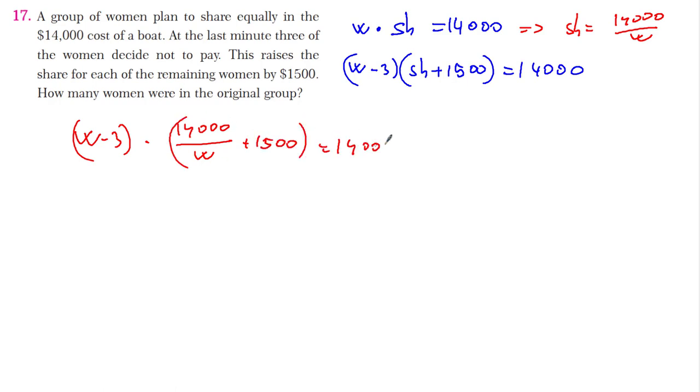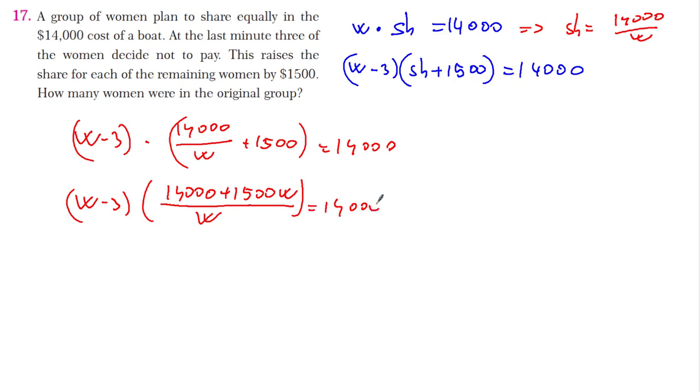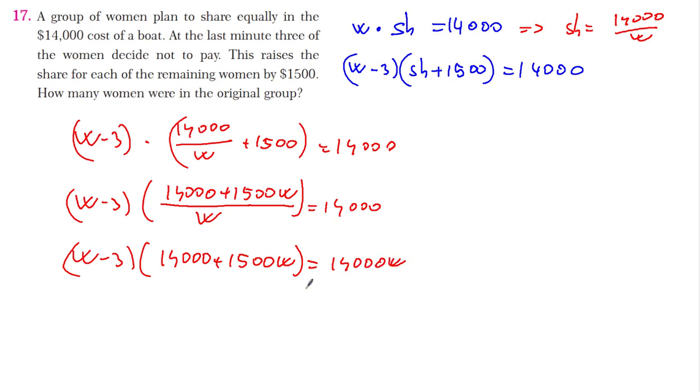That should be 14,000. Well, this is W minus 3. And here you get a common denominator W, so 14,000 plus 1,500 W, that's 14,000. Multiply by W, you get W minus 3, that's 14,000 plus 1,500 W equals 14,000 W.